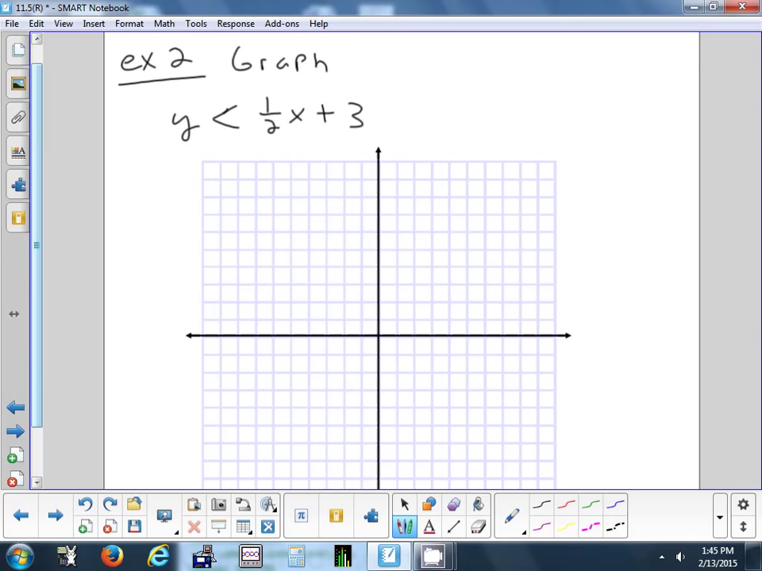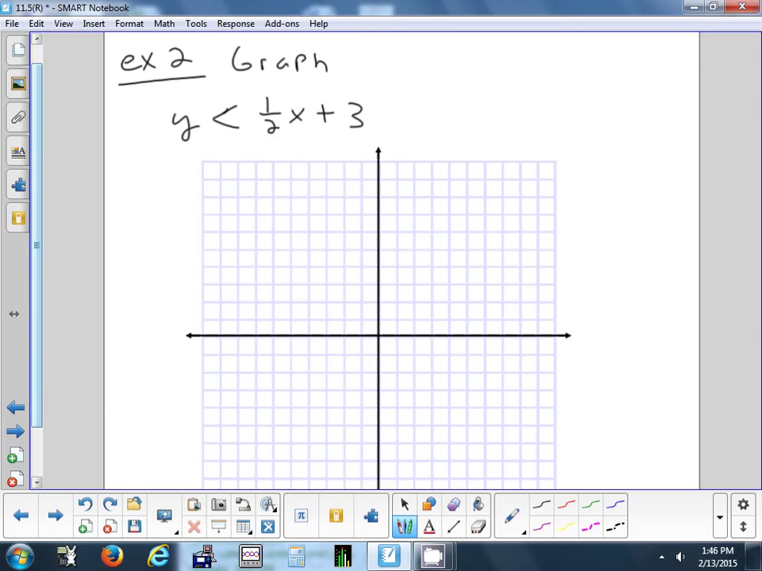Before I even draw anything, am I shading above or below? What do you think? Below. I've got a less than, and I'm going to shade below. Oh, for the boundary line, is it going to be a dotted or a solid? Dotted, yeah, good. So that's already 2/3 of the problem you've got to know, and we haven't even started. So we're already almost done. Okay, now we got to draw this.